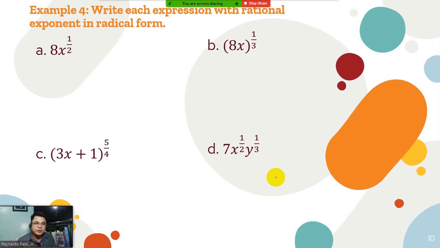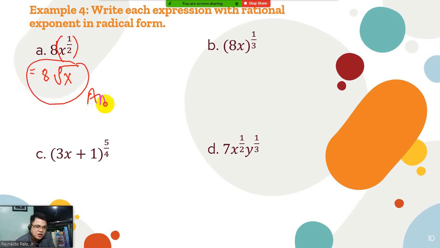Next, how about the other way around? Now, we're going to write each expression with rational exponent in radical form. Let us begin with A. 8x raised to the power of 1/2. Take note that 8 has an exponent only of 1, and x is the only base which is raised to the fractional exponent. So therefore, we can write this as 8, then the index is 2, we don't need to write that, square root of x. The exponent of x is 1 and the index is 2. This will now be your answer.